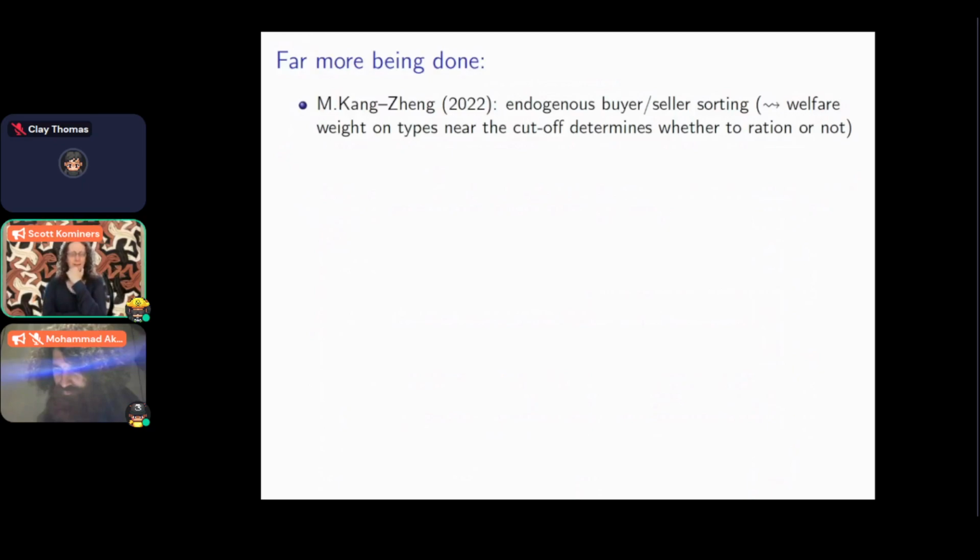So Kang and Zhang look at a version of this redistributive allocation problem where the buyers and sellers in a two-sided market are sorting endogenously. And they have this very elegant result that shows the welfare weight that ends up determining whether you want rationing in this context, when people are deciding whether they're going to be a net buyer or a net seller, think of this as a property right that we've allocated to everyone, and then they can trade around, is whether the types near the cutoff have high welfare weight or not.